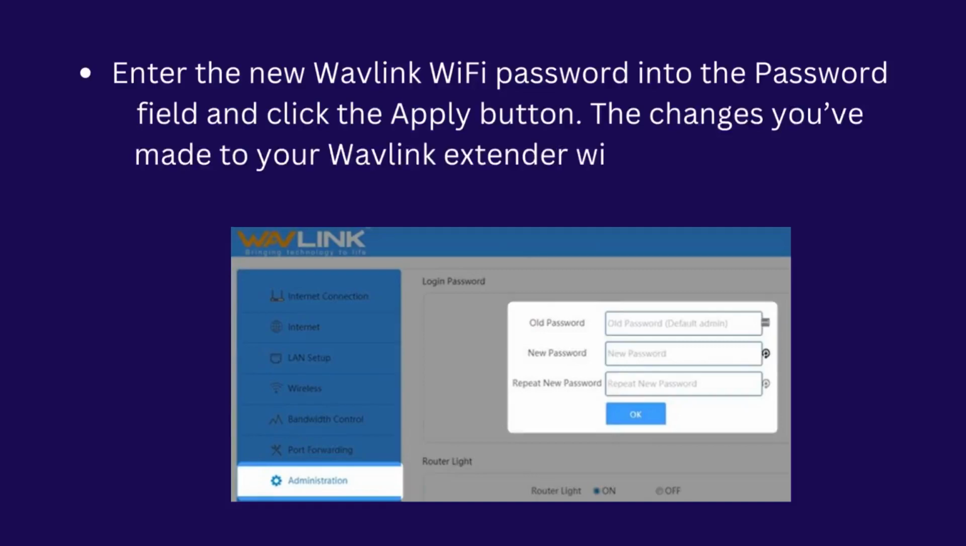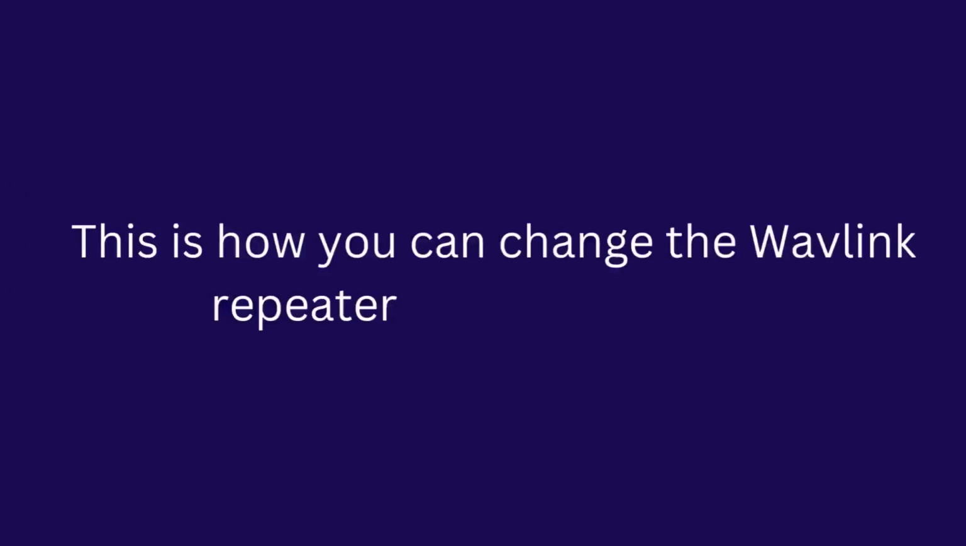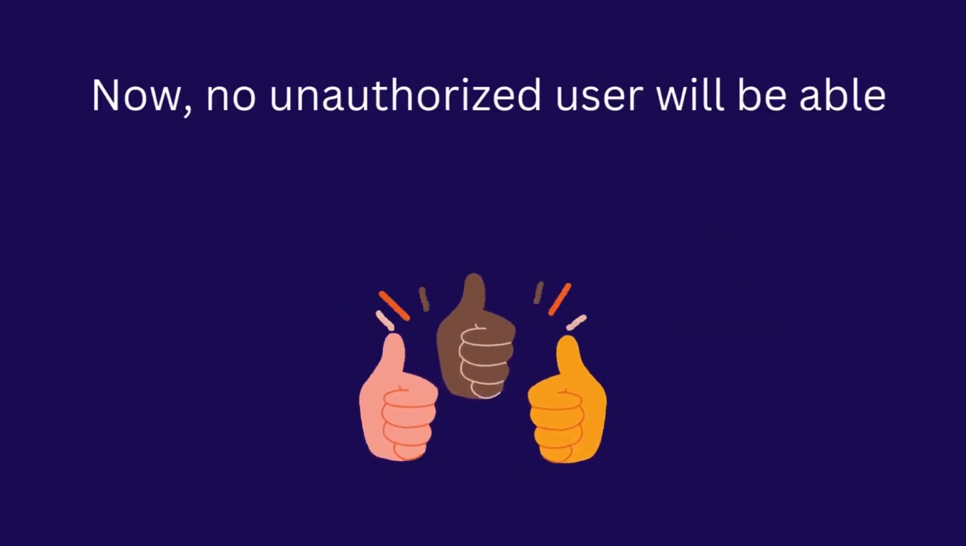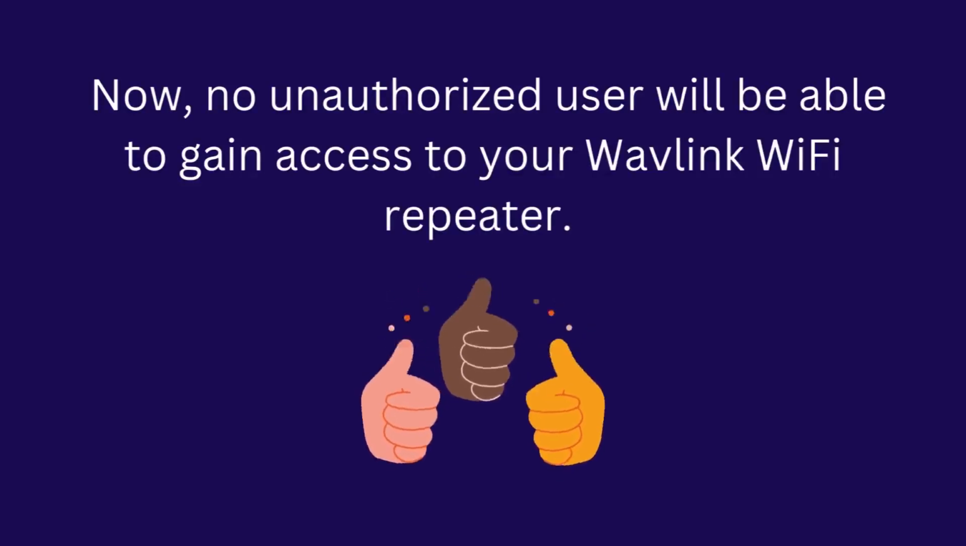The changes you've made to your Wavlink extender will get reflected in a moment or two. This is how you can change the Wavlink repeater's Wi-Fi password. Now, no unauthorized user will be able to gain access to your Wavlink Wi-Fi repeater.